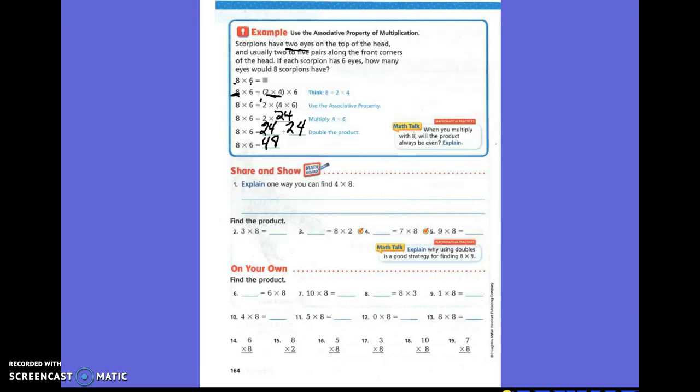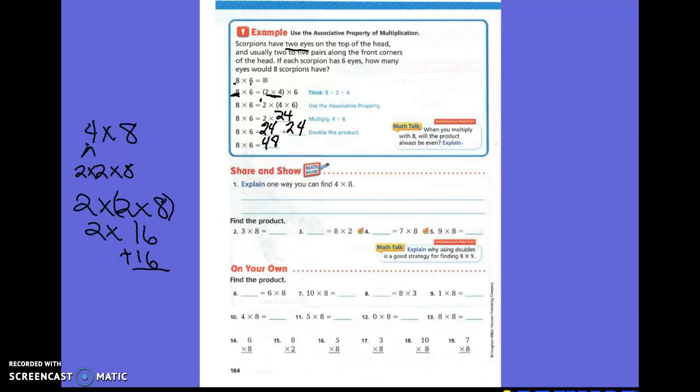So we're doing 4 times 8. Instead of 4, let's break up 4 into 2 times 2, times 8. Now, group them. What 2 numbers would you group? 2 and 8. And what does 2 times 8 equal? 16. And then you're doing 2 times 16, which is 2 16s. 16 plus 16 is 32.